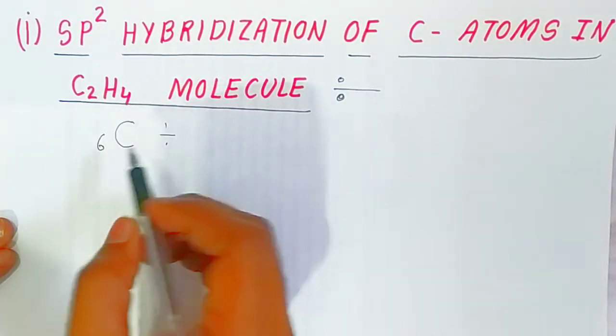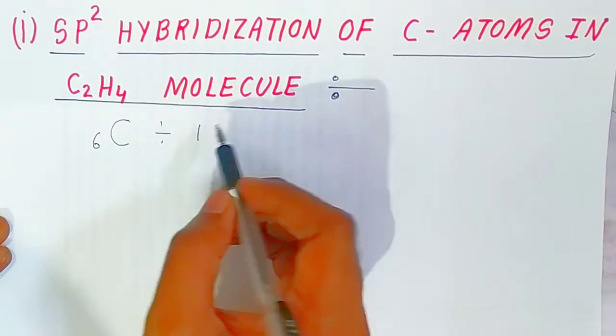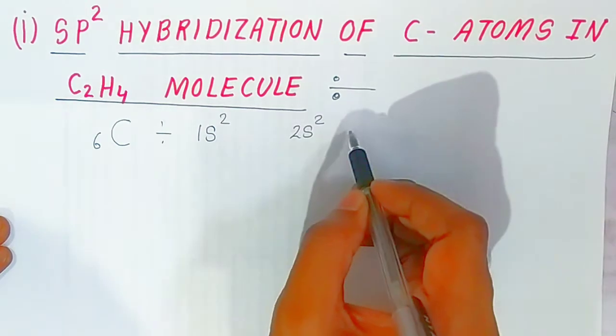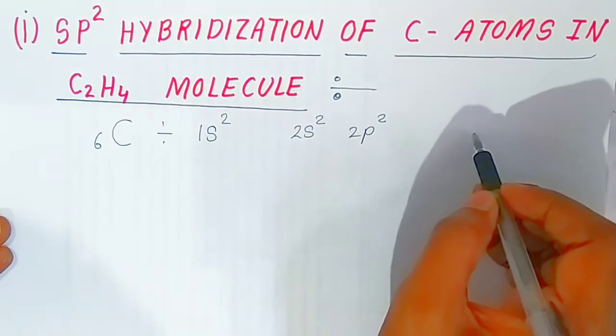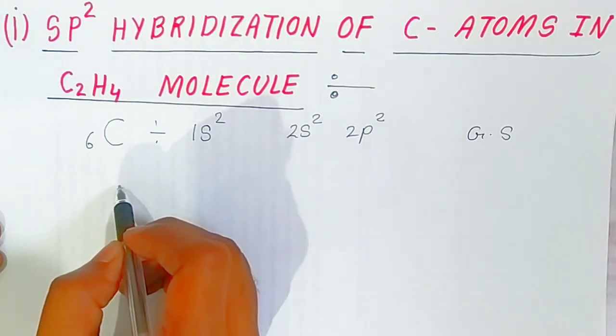Okay students, now how are the 6 electrons distributed? The ground state electronic configuration will be 1s2, 2s2 and 2p2. This is the ground state electronic configuration. Okay students, now what happens?